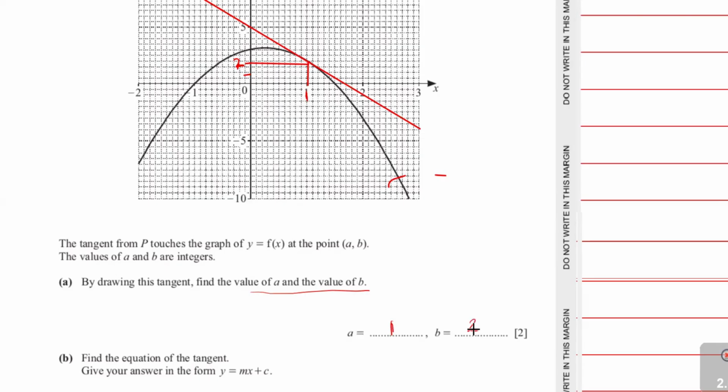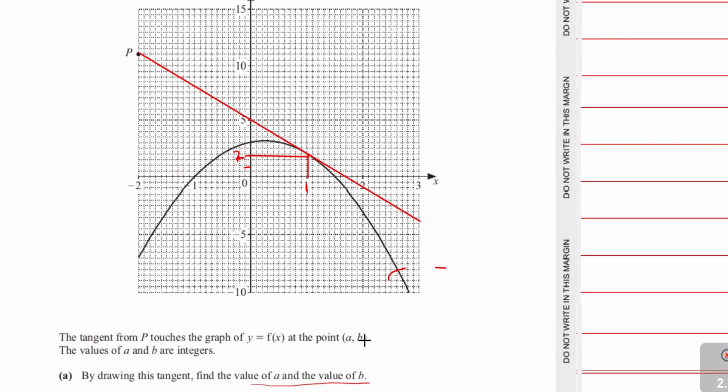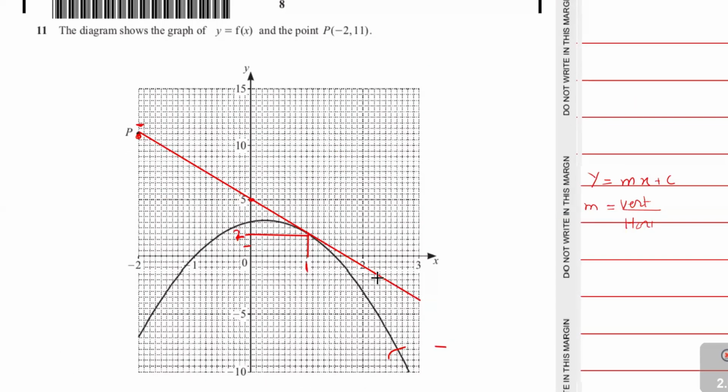This is the answer. Next, part B, find the equation of tangent, y equal to mx plus c. To calculate the equation of tangent, we use this formula y equal to mx plus c. To calculate the gradient of this straight line, gradient is equal to vertical change over horizontal change. We have to calculate the gradient of this tangent line. The gradient of tangent is the vertical over horizontal change.